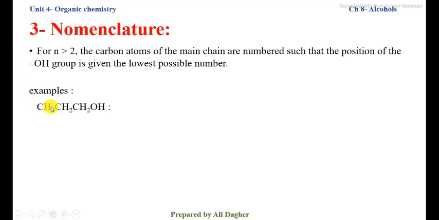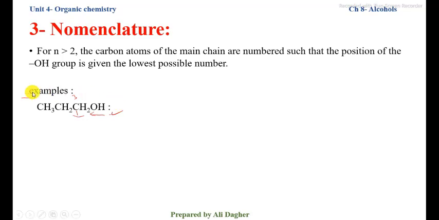For example, CH3, CH2, CH2OH, we have 3 carbon atoms. If we number from this direction, then the carbon holding the OH, its number is 3. While if we count from this direction, the carbon holding the functional group, its number is 1. Then the correct direction of numbering is the one that gives the lowest number for the carbon holding OH. That means this is the correct direction.